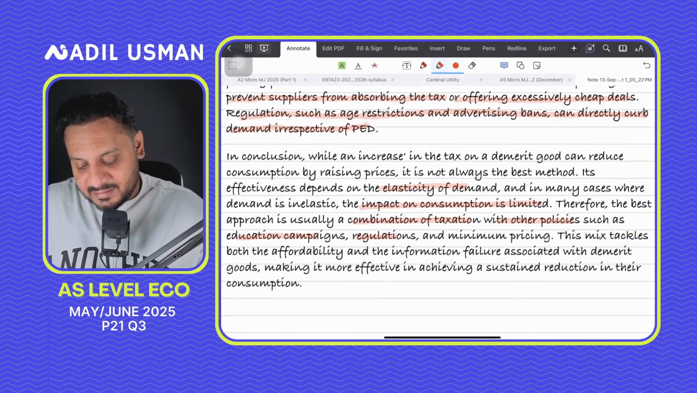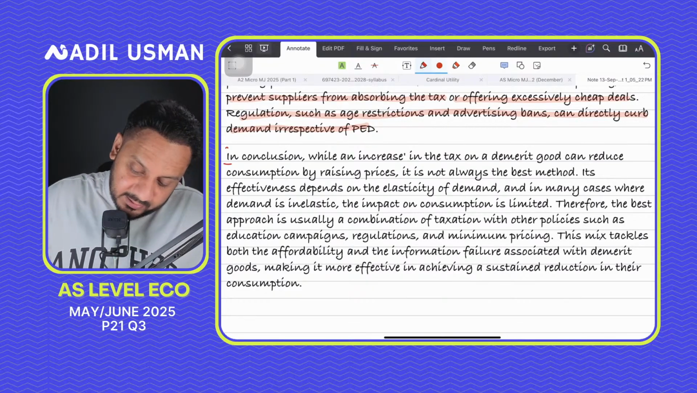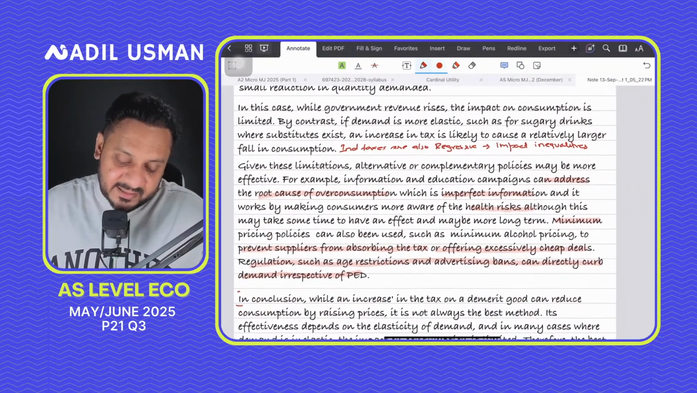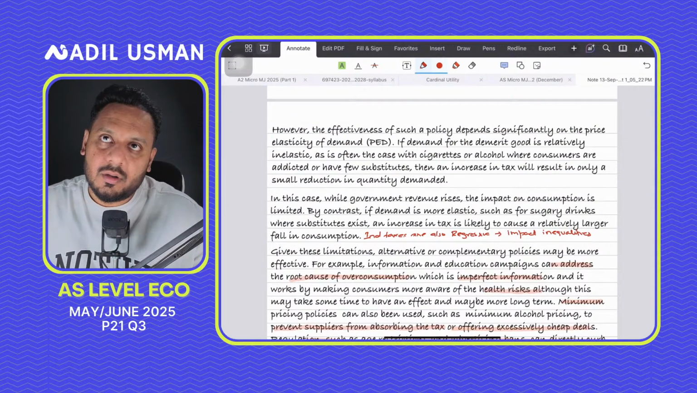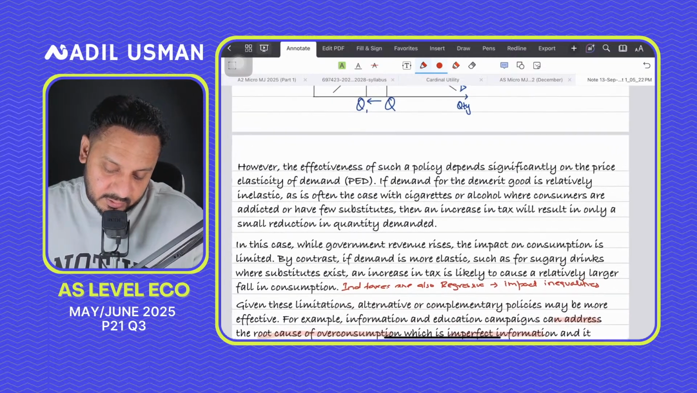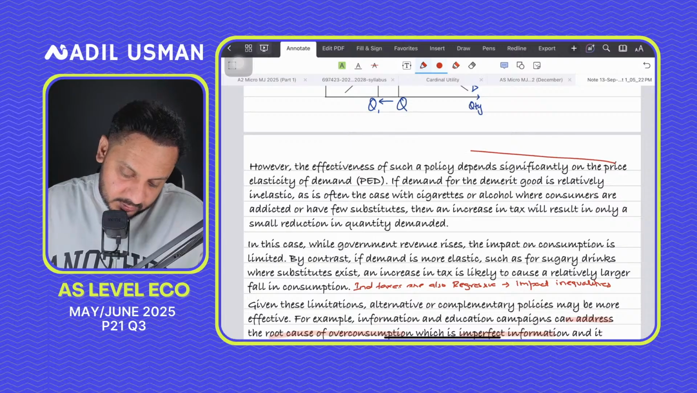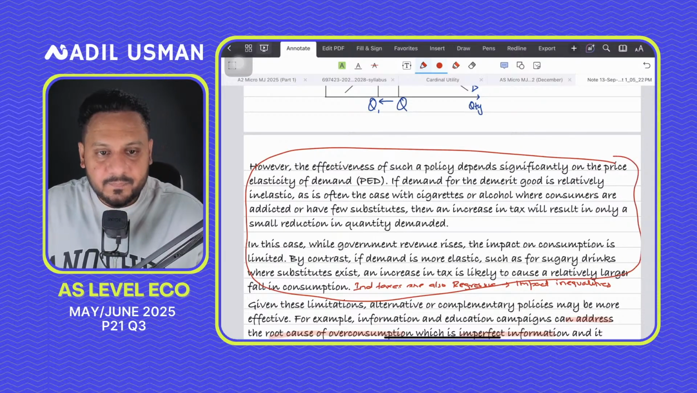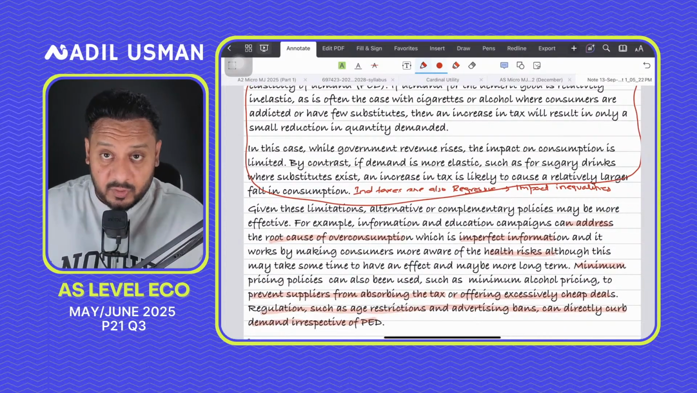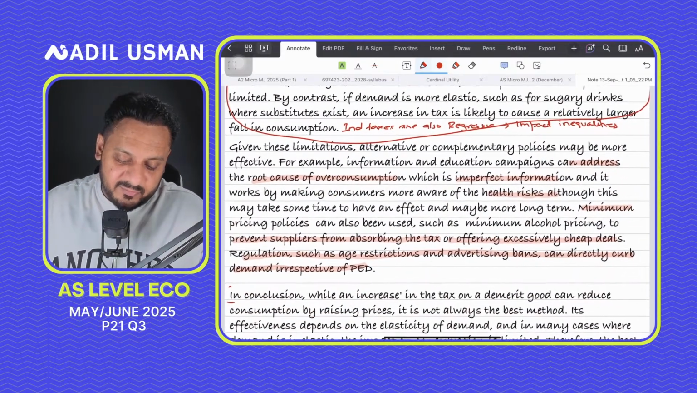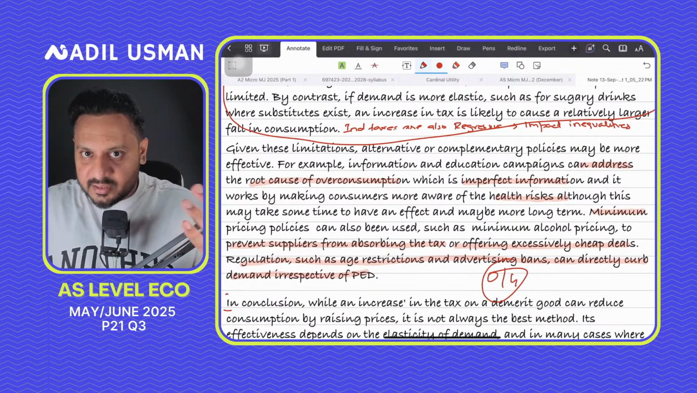This is the thing now. Let's say that if everything is correct, and by the way, if the analysis is not correct, let's say you don't write this part. You miss out the limitations of indirect taxes, and then you come up with this, that alternative policies are better. That is 0 out of 4 in evaluation because your analysis didn't cover the other side.